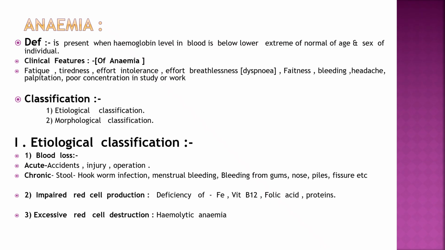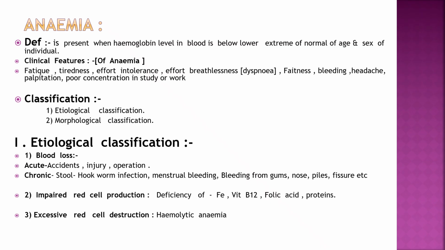So now how to classify anemia? There are two types of classification: morphological classification and etiological classification. First we will see etiological classification, that is based on the reasons. The first reason can be blood loss. It can be acute or chronic. Acute blood loss can be seen in accidents, injury, or operation.